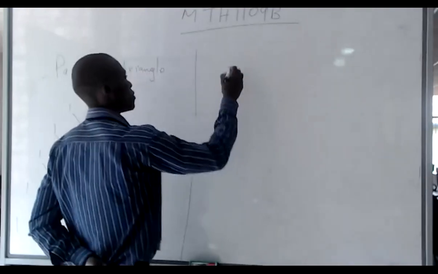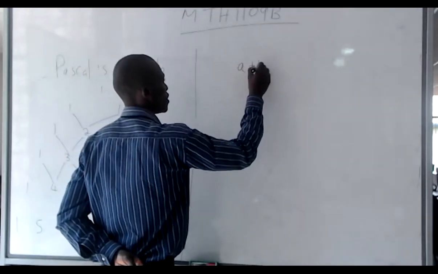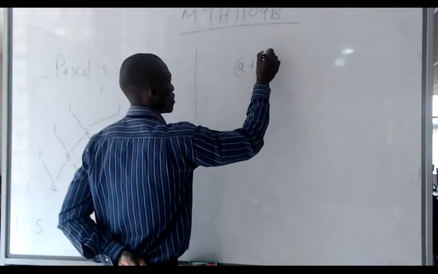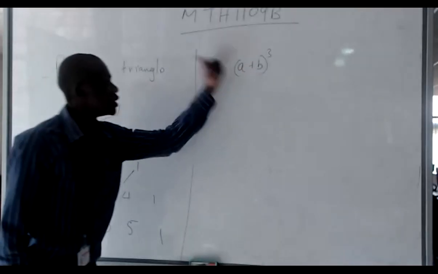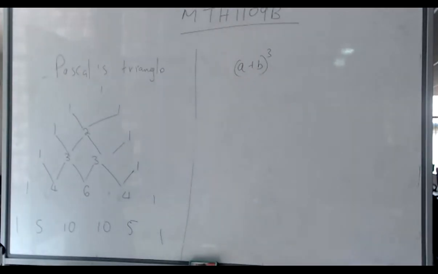So suppose we want to expand a plus b raised to 3. I know you've seen it, but how can we expand a plus b raised to 3 using the Pascal's triangle?